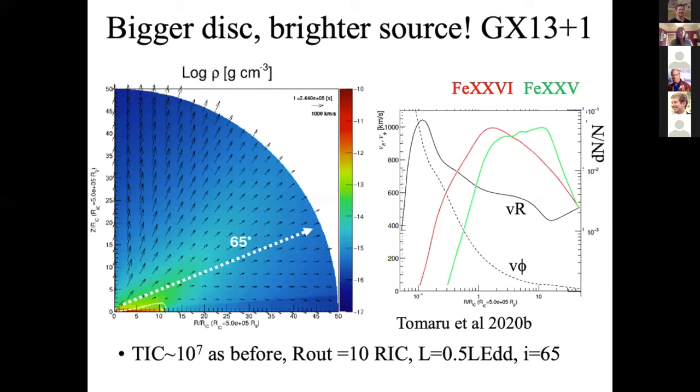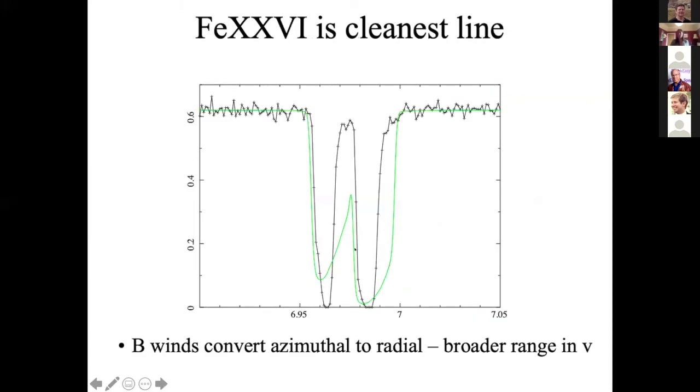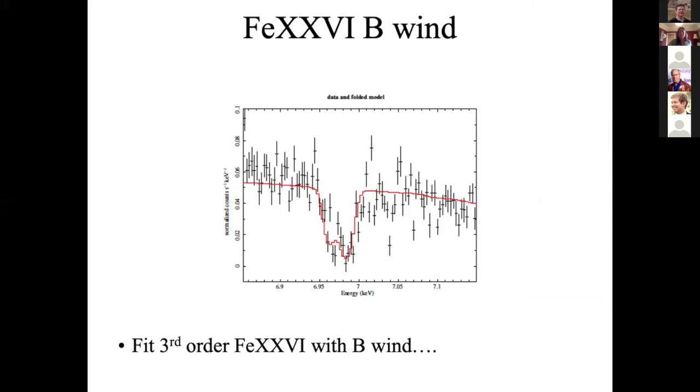And you can see that the dashed black line has much more change over that radial range where iron 26 is going to be produced. And so that gives you a broader line. And that is noticeable. With CRISM resolution, that is a detectable difference between the two.